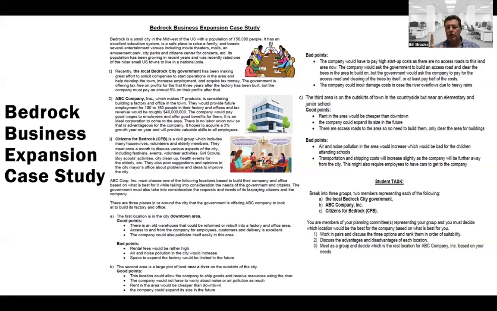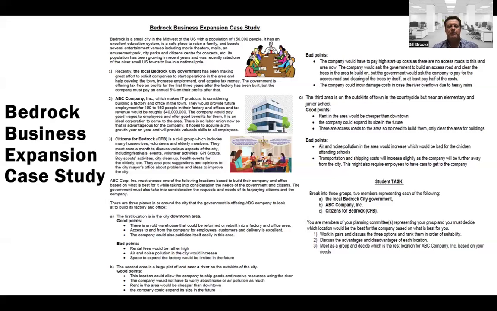Meanwhile, there's one more group, which is the Citizens of Bedrock group, the CFB, and they're basically housewives and elderly people, some of them, or you have Girl Scout, Boy Scout instructors, and those kind of people that get together, and they're basically looking out for the citizens of Bedrock.